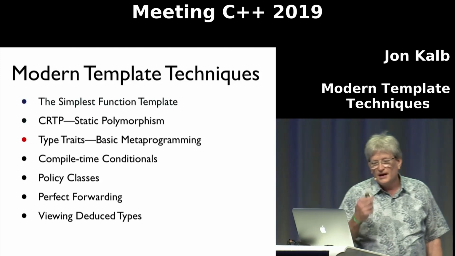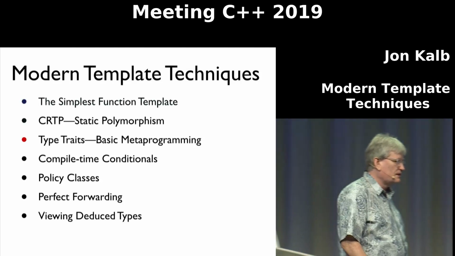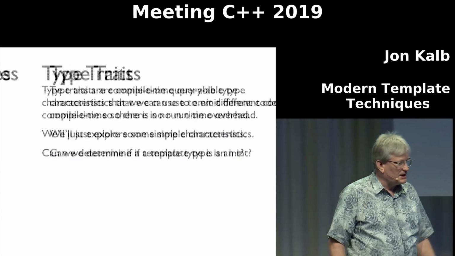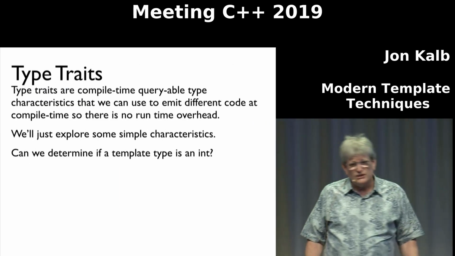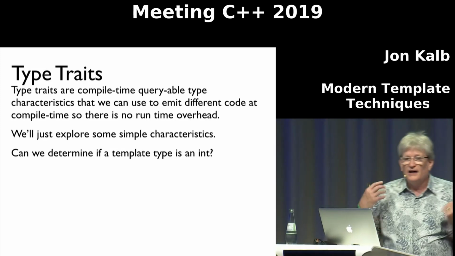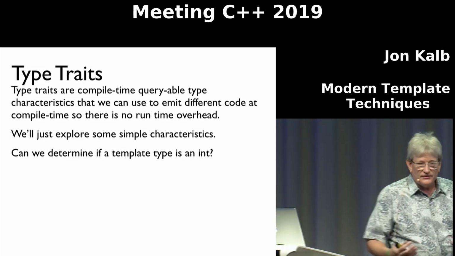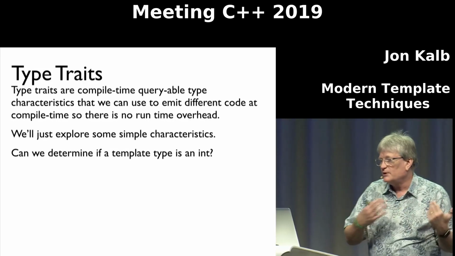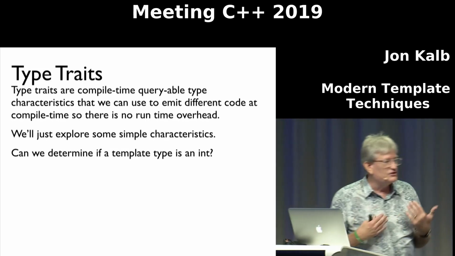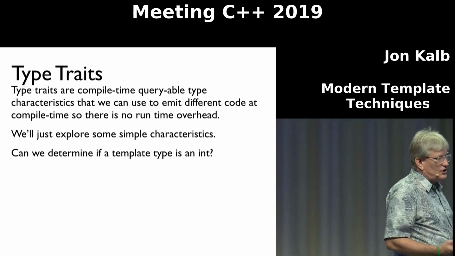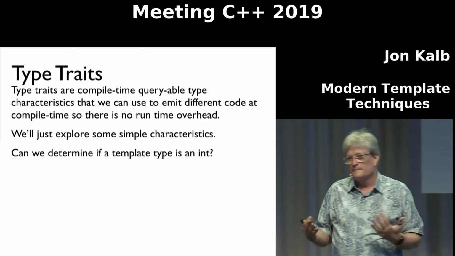We're going to skip CRTP and jump right into type traits, which is kind of the basics of how we get to metaprogramming. So type traits are things that we can query at compile time, obviously not of runtime values, but of type attributes that we can know at compile time and then use those to make decisions about what we want to do. So how could we determine if a template type is an int?